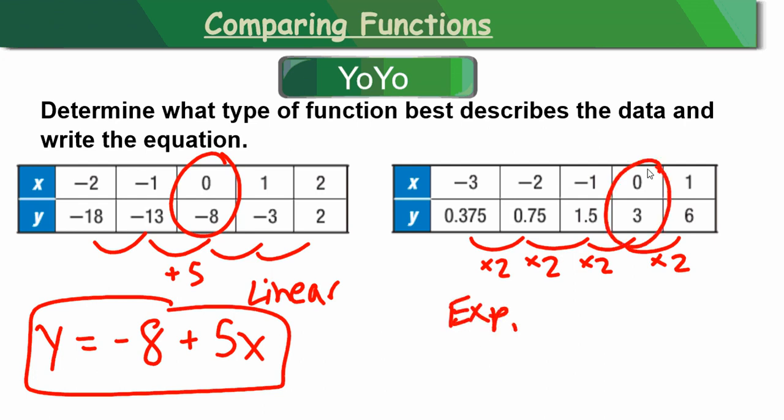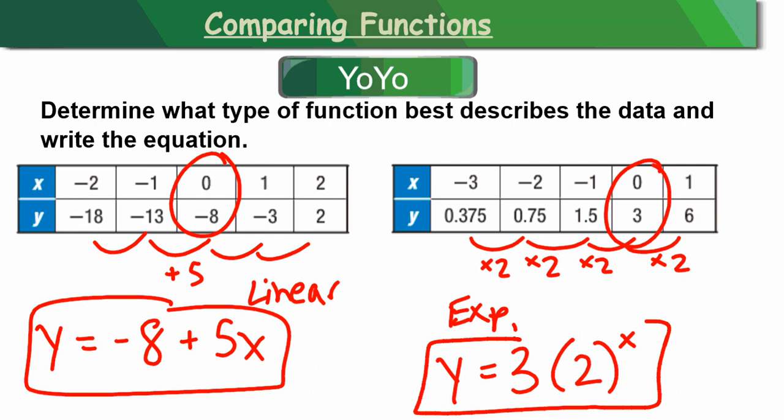And so its equation starts at a y value of 3, and you are repeatedly multiplying. And so your x needs to be in your exponent. So there would be the equation for that one. They don't take much time.